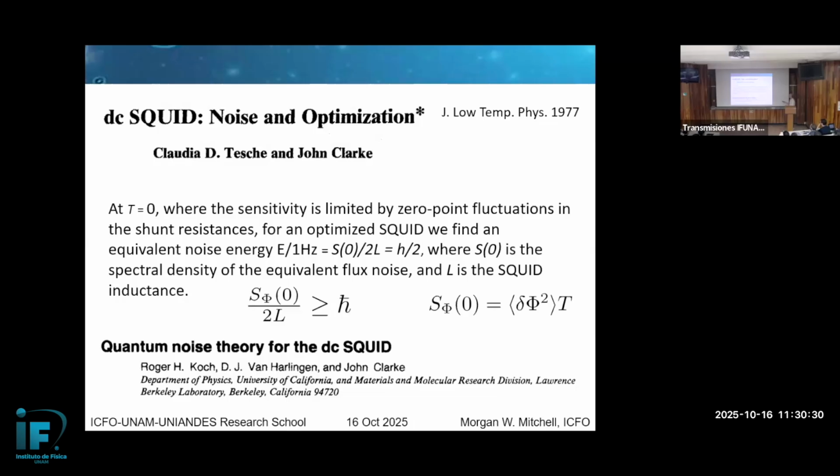Okay, and what is this power spectral density? Well, an easy way to think about that would be the uncertainty squared of the flux times the time that it took you to get the measurement.